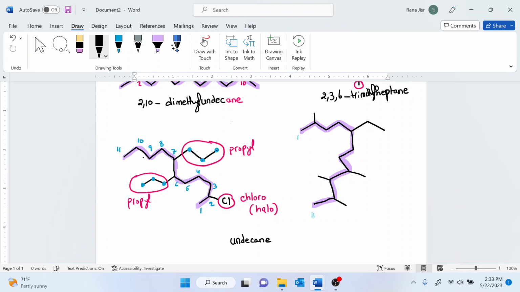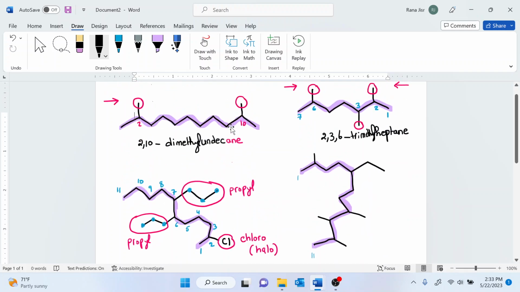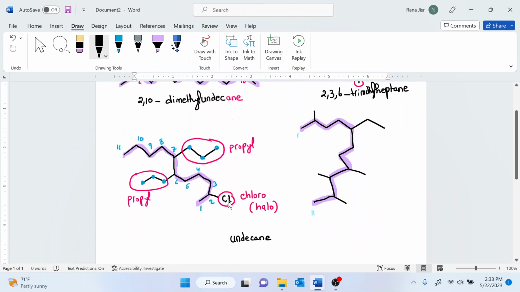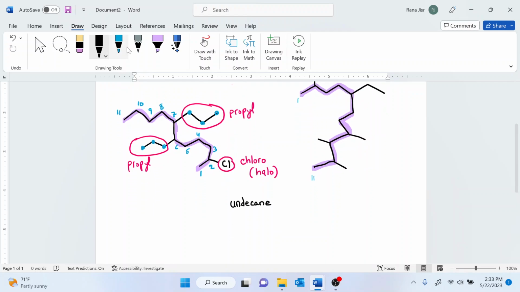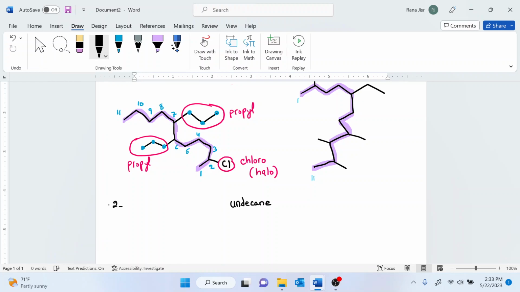My substituents are different. Chlorine or chloro is different than propyl. So I need to go by alphabetical order now. Before I didn't care because all my substituents were the same, but here now they are not. So I need to go by alphabetical order. Chloro comes first before the P. C comes before the P. So I am going to start by giving every substituent a number. So the chloro is on the second carbon.